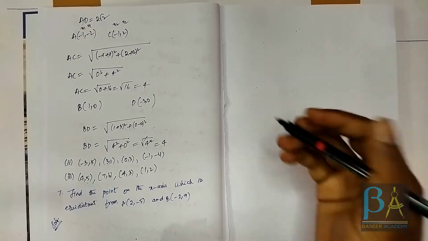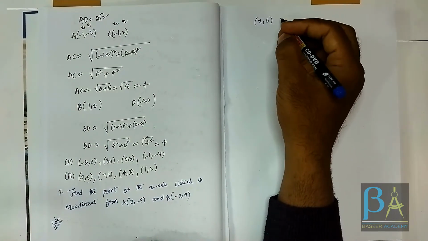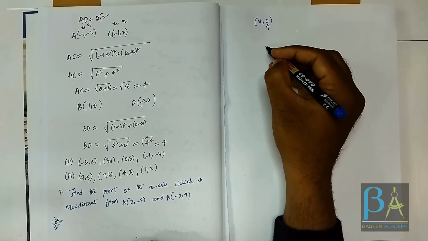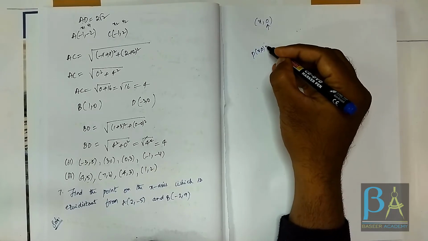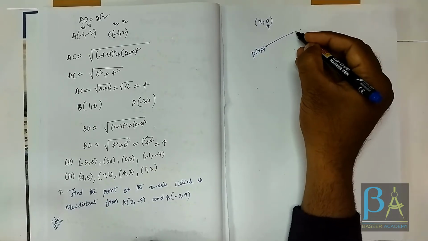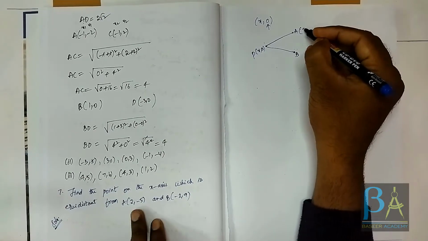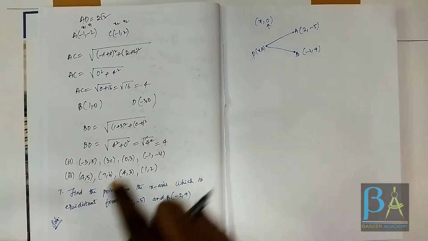A point on the x-axis will be of the form x, 0 because on the x-axis the y coordinate is 0, isn't it? So let us say we have a point P whose coordinates are x, 0 and this point is equidistant from the given 2 points. What are the 2 points that are given to us? 2, minus 5 and then minus 2, 9.